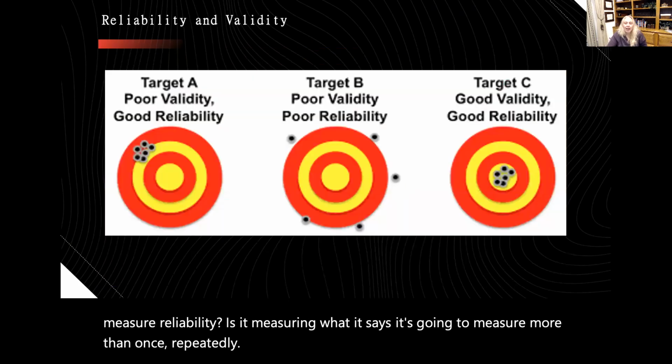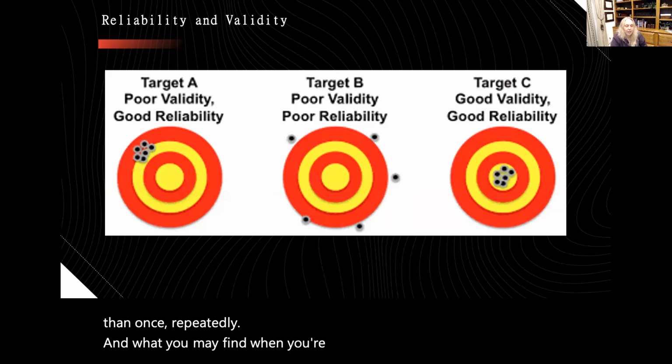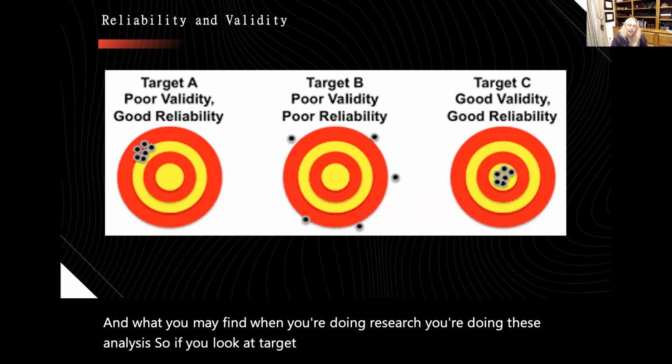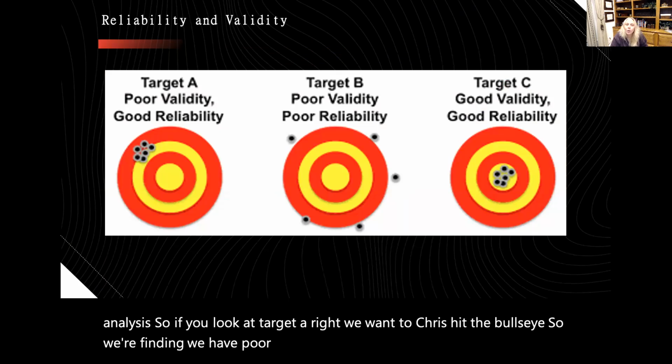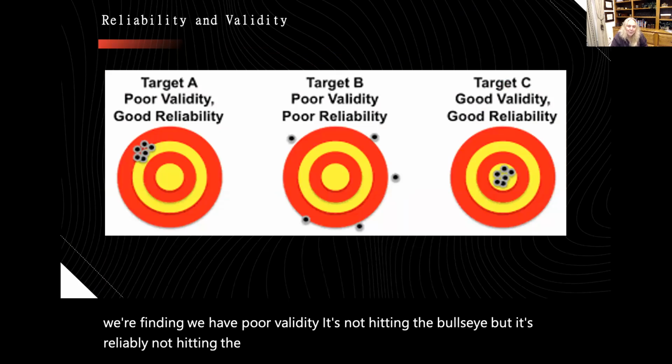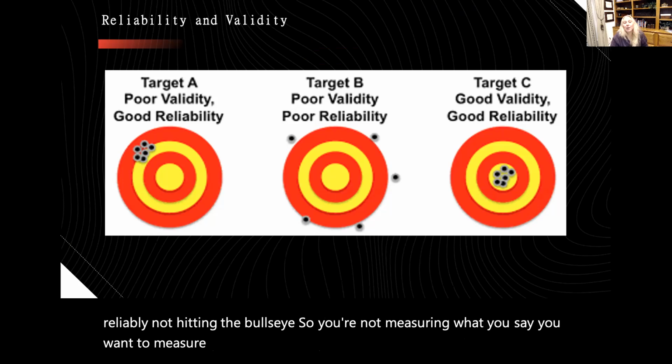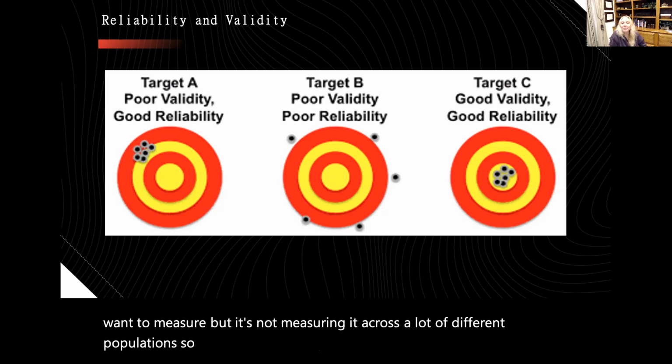And what you may find when you're doing research and these analyses, if you look at target A, of course we want to hit the bullseye. So we're finding poor validity. It's not hitting the bullseye, but it's reliably not hitting the bullseye. So you're not measuring what you say you want to measure, and it's not measuring it across a lot of different populations. So that doesn't work.